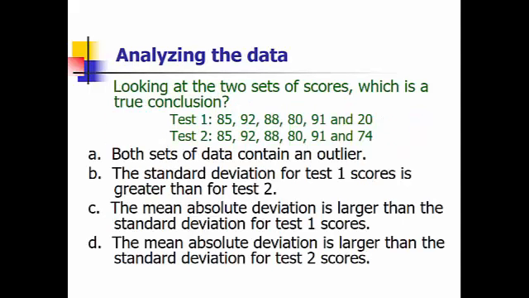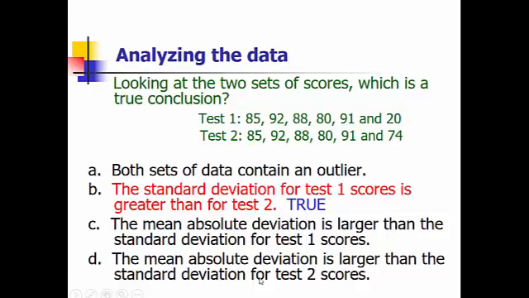Let's take a look at another analyzing the data. This is not in your notes, but we can look at it here. Both sets of data contain an outlier. The standard deviation for test 1 is greater than for test 2. The mean absolute deviation is larger than the standard deviation for the test 1 scores, or the mean absolute deviation is larger than the standard deviation for the test 2 scores. What do you think the solution is? The standard deviation for the test 1 scores is greater because it has that outlier.